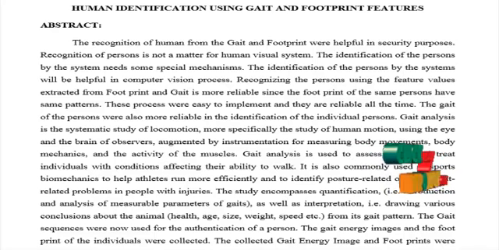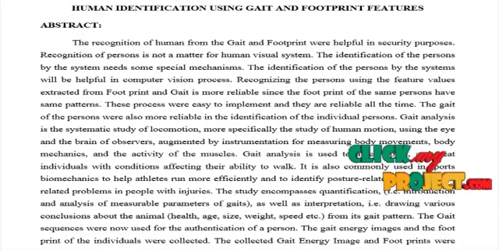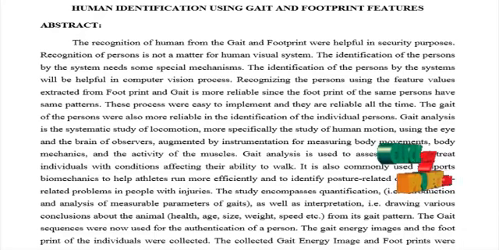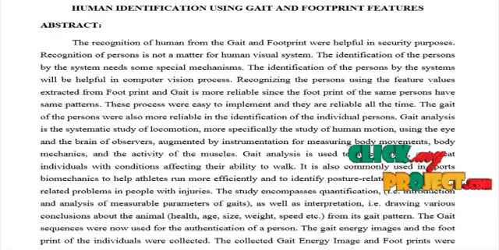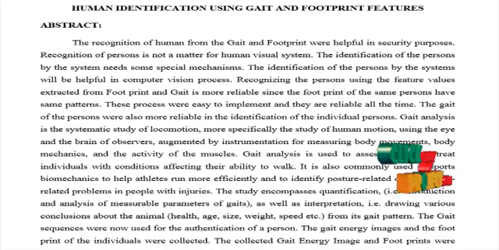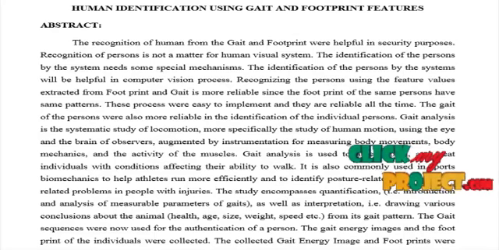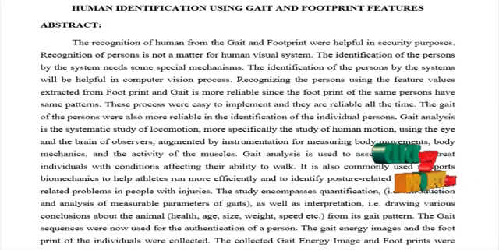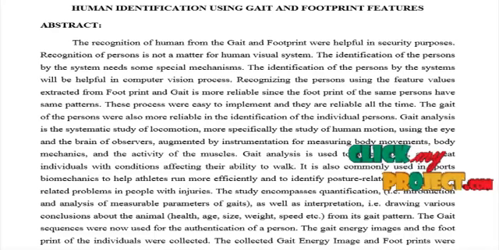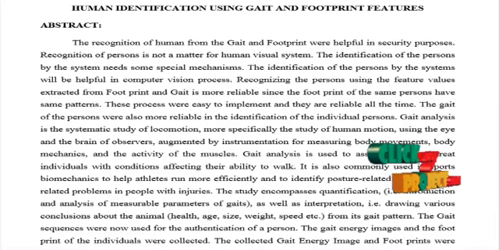Let me see the abstract of the process. Recognition of humans from gait and footprint is helpful for security purposes. Recognition of persons is not a problem for the human visual system, but identification of persons by a system needs some special mechanisms. It will be helpful in computer vision processes.